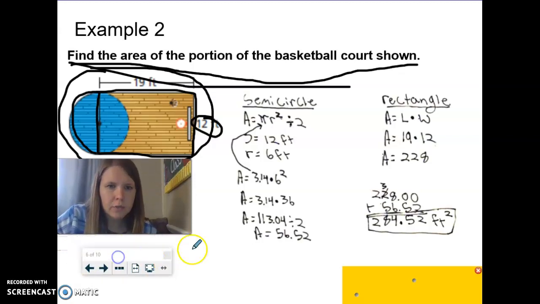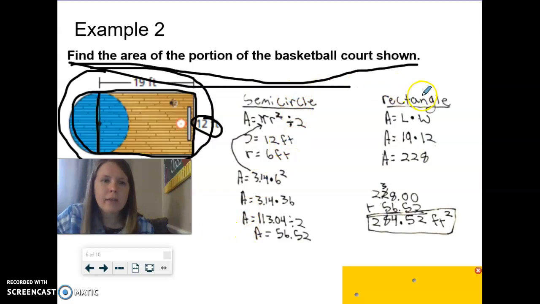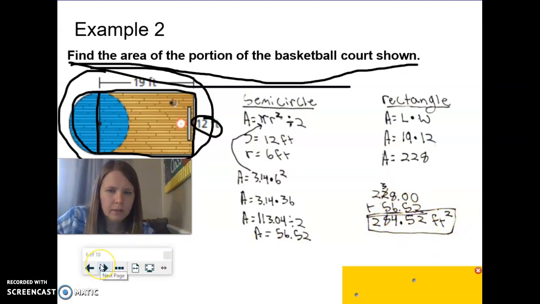So think about the shapes you have first. I broke it down that way. Then find your formulas for those shapes, solve them out, and add them together. Those are your steps for figuring this out. Okay, let's keep going though.